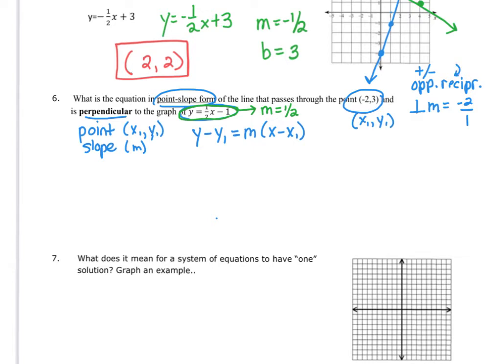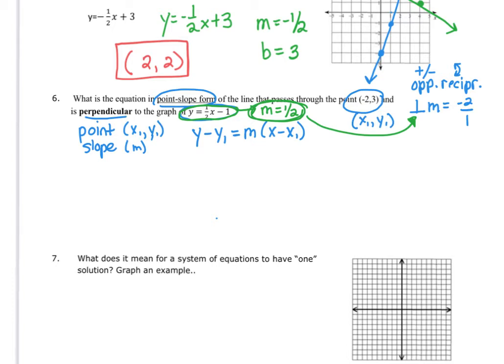Reciprocal means I flip my numerator and denominator. So if, again, the slope of the line they gave you is 1/2, then a slope perpendicular over here would be -2/1. Okay, so now we have everything we need to input the information into our point slope form.